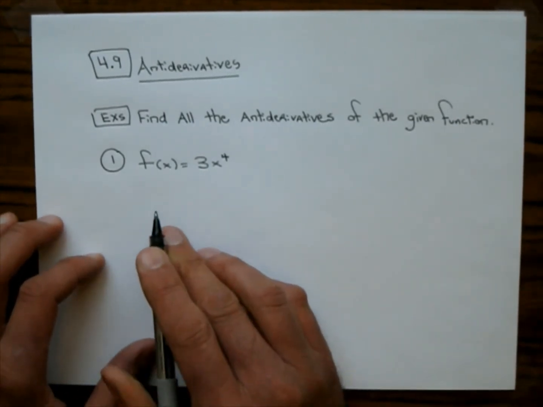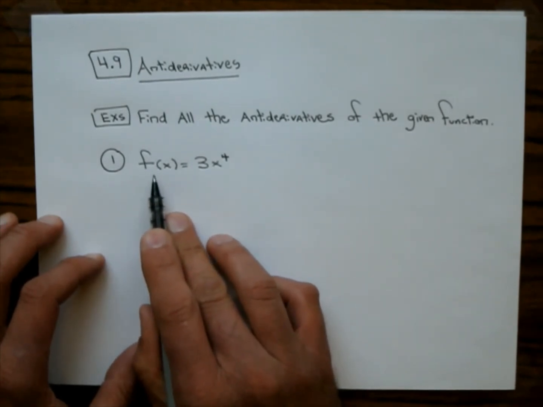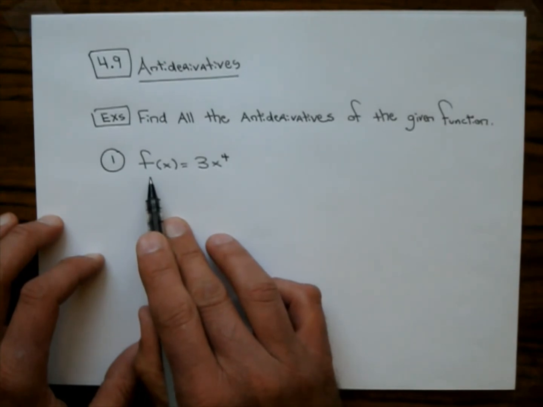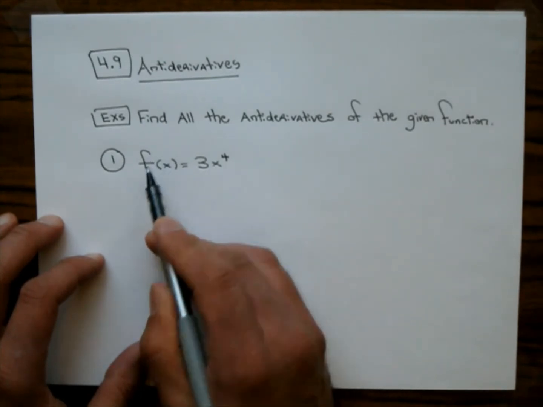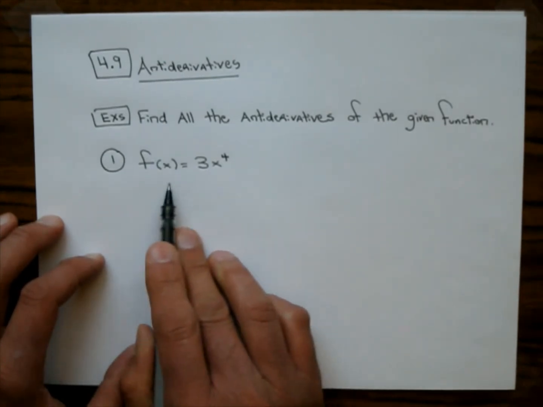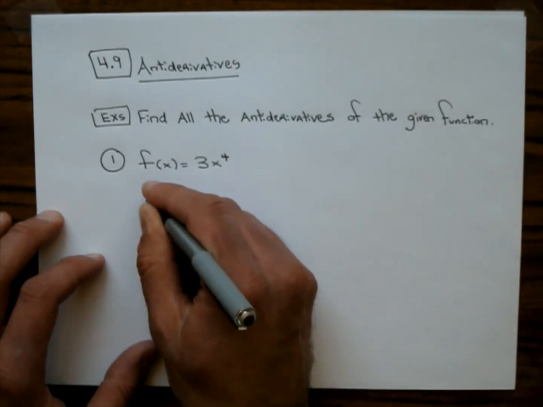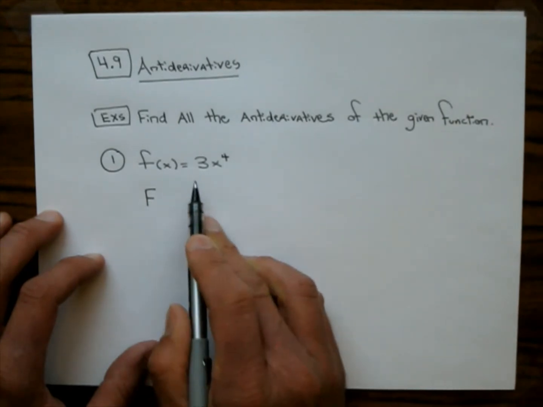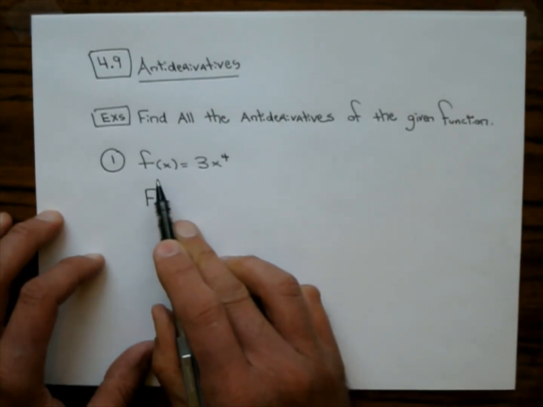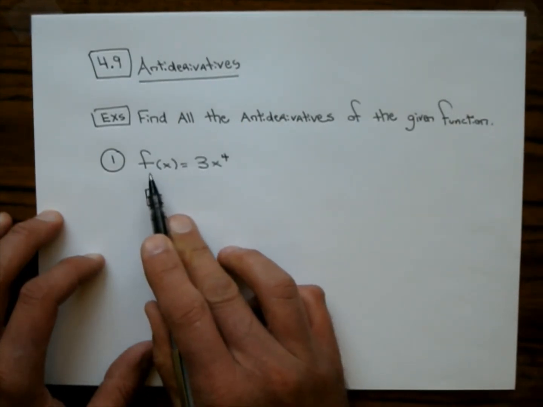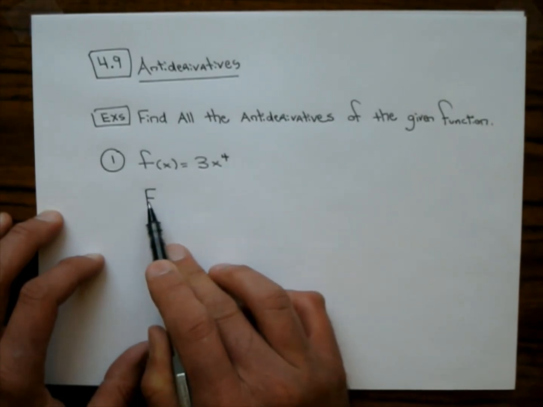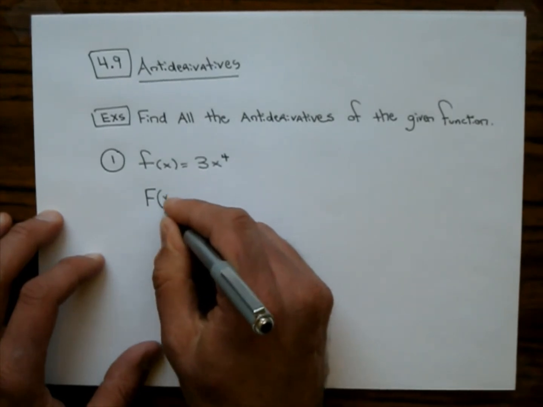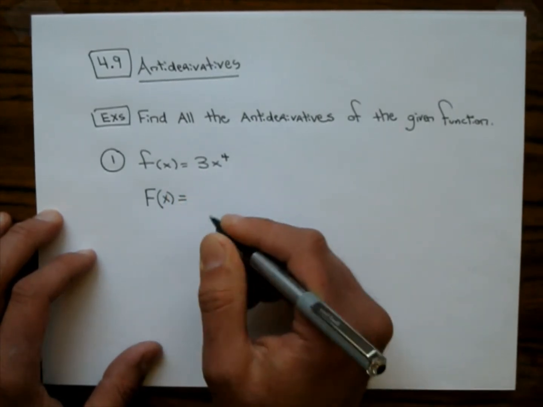Okay, so how am I going to write the antiderivative? We have a prime for the derivative, but this function is already the derivative. So what a lot of calculus books do at this stage, and we're not going to use this notation much, but we'll do it in the next few problems, is that if the function is little f of x, the antiderivative they'll make a capital letter. So capital F of x will be our antiderivative.